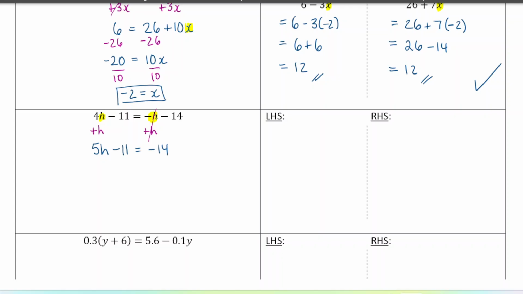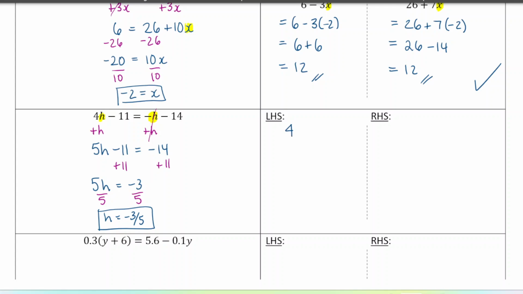Now I'm going to go ahead and solve like normal using opposite operations. So start by adding 11 to both sides. And I'll have negative 14 plus 11, which is negative 3. And then I will divide by 5. And I will have h equals negative 3 over 5. So that doesn't divide evenly, so I'll just leave my answer in fraction form.